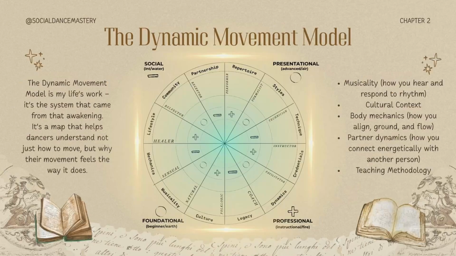Now, what is the dynamic movement model? In chapter 2 of the book, we really dive deep into what the dynamic movement model is. The dynamic movement model is a universal system for understanding movement as energy. It helps us to recognize patterns, not just in our dance, but in our expression, our relationships, in our personal lives. It's used by movement instructors, facilitators, coaches, and social dancers around the world to assess energetic balance, guide learning progress, and even design embodied curriculums.